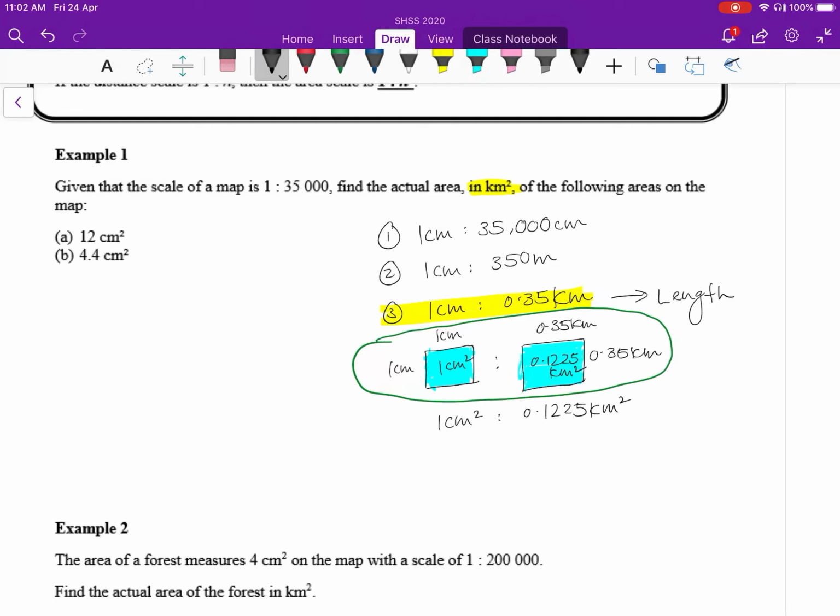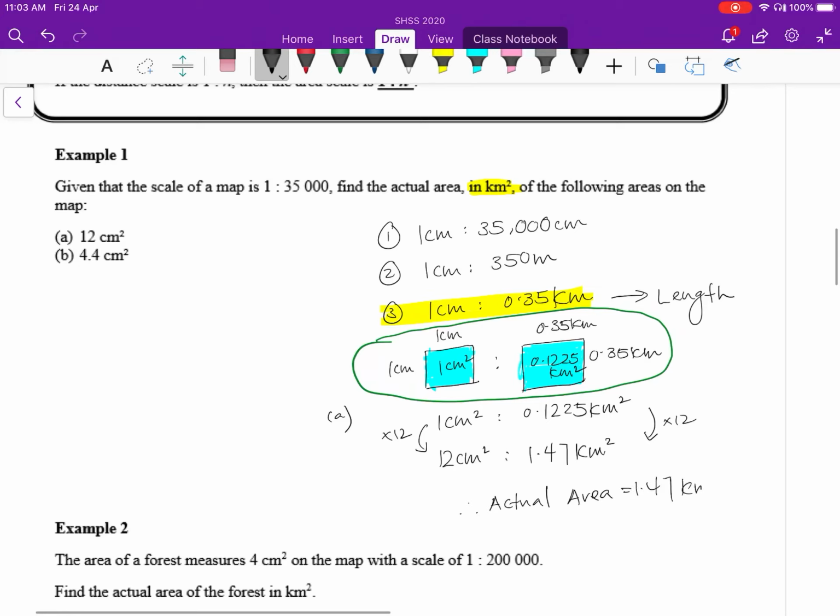Now, if it's 12 cm squared on the map, here I multiply by 12. On the right side, I also need to multiply by 12. So 0.1225, I will multiply by 12. I'll get 1.47 km square. However, I cannot just write my answer like this. I need to write, therefore, actual area is 1.47 kilometers square. Remember, you cannot leave your answer like this because this is essentially a ratio, not the actual answer.